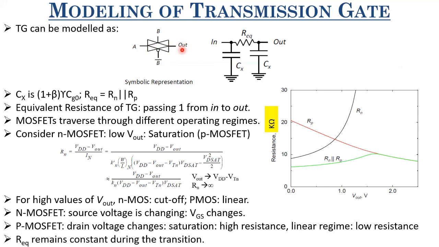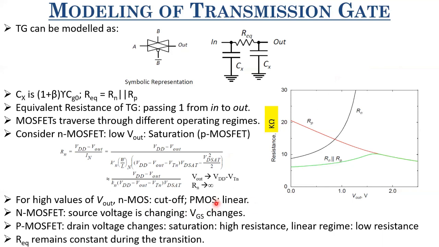So when Vout goes above VDD minus VTN, the NMOSFET goes into the cutoff mode and its equivalent resistance becomes very large. That is what is happening. The moment Vout goes above VDD minus VTN, the resistance of this shoots up. However, even when Vout goes high, the PMOS is still in the linear region.